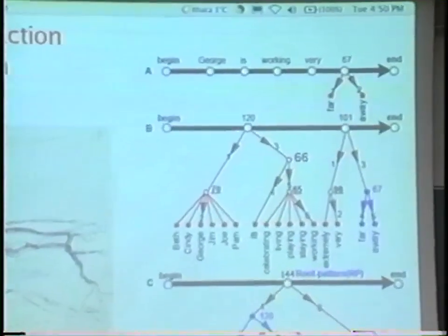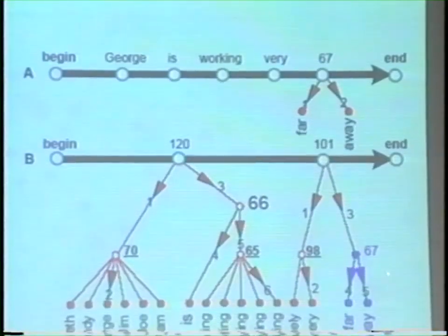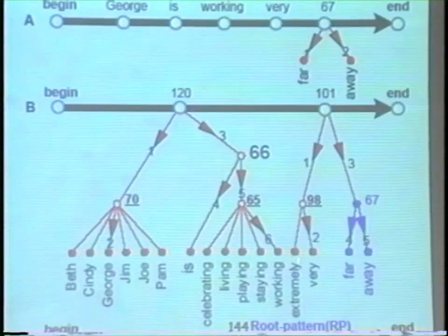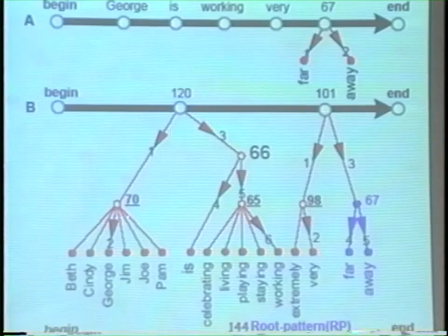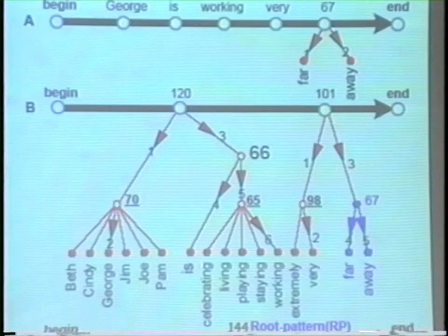And then in some later stage, another tree was grown here with far away being subsumed by it, and you can modify that by either choosing extremely or very, but not both. This string got subsumed in a pattern here numbered 120 that gives you the choice of starting with any of those. This is an equivalence class, underlined. This is our notation for either Beth or Cindy or George or Jim or Joe, and then is, and then either celebrating or leaving. It's a pretty silly grammar, and like the horse is living very far away, things like that. This is what it can produce.